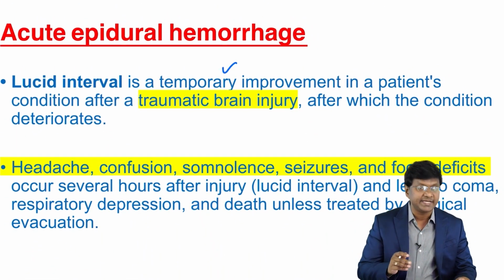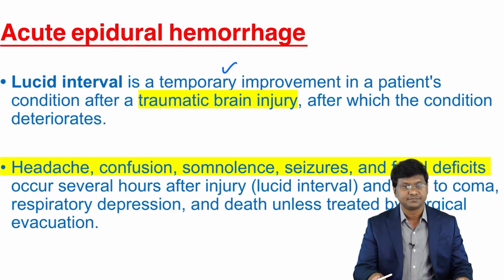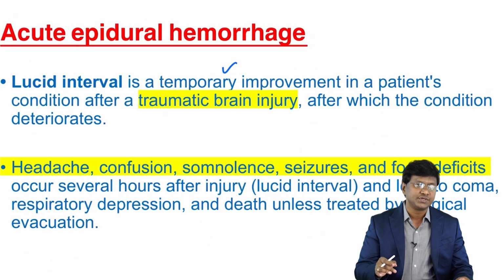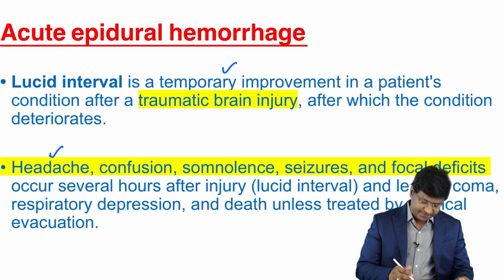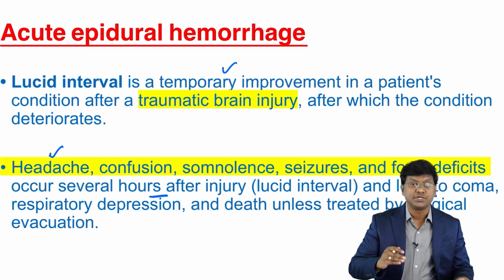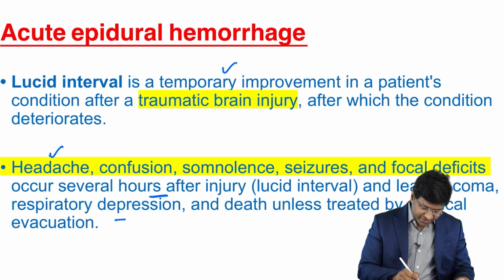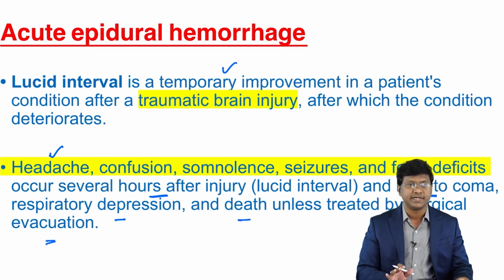What is this lucid interval? It is a temporary improvement in the patient's condition after a traumatic brain injury, after which the condition deteriorates. Now, what will be the features when the individual is deteriorating? Headache, confusion, somnolence, seizures and focal deficit occur several hours after the injury, and that may make the individual land up even in coma. There can be development of respiratory depression and death unless treated by surgical evacuation. So, in acute epidural hemorrhage, you will have the presence of the lucid interval.